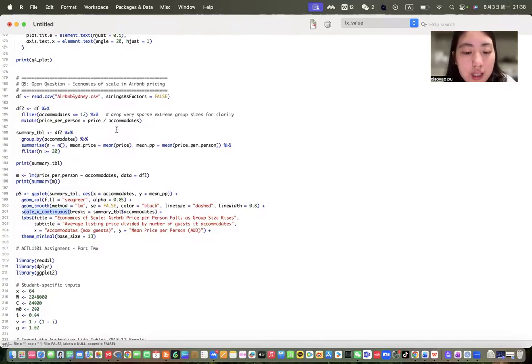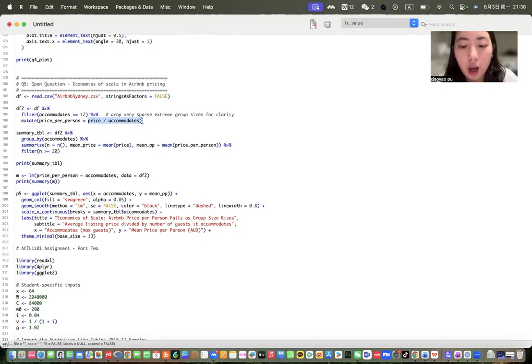For question 5, this is the key data preparation step. First, I filter listings where accommodates is 12 or fewer. I checked the data and group sizes above 12 have very few listings, so I exclude them to avoid noisy, unreliable averages. Then I create a new variable, price per person, by dividing the nightly price by accommodates. That is the maximum number of guests the listing can host.